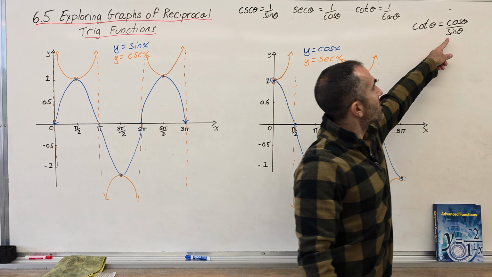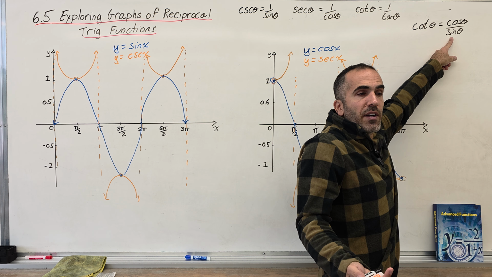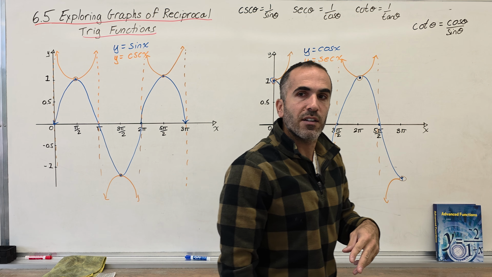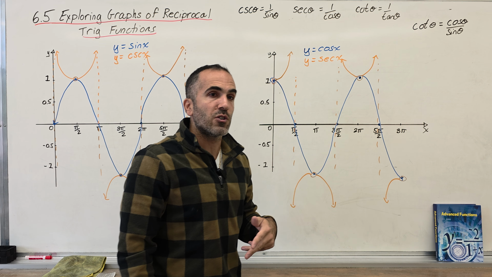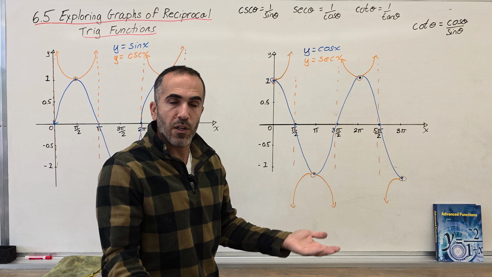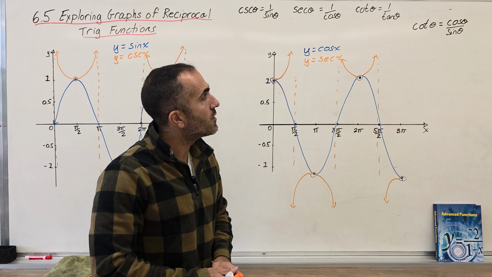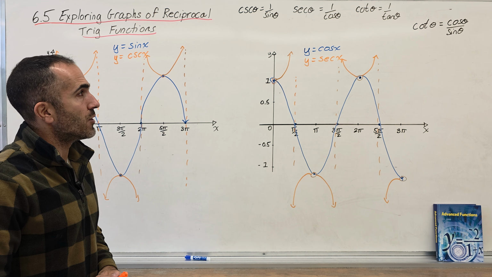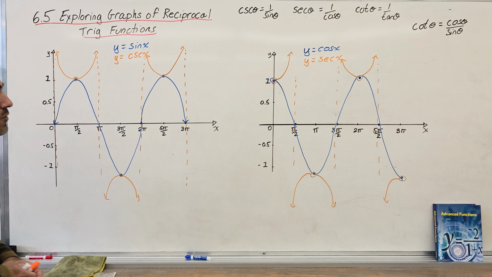So every time sine is 0, which I should know by now, I'm going to have an asymptote. Every time cos is 0, I'm going to have an x-intercept. And those x-intercepts, eventually in chapter 7, become solutions to problems, because we always solve for x-intercepts. So it's really important to know that numerator, especially when it's 0. And that's it. 6.5 is super easy.